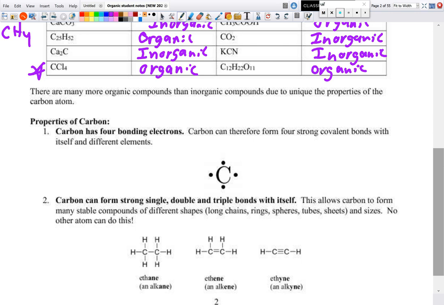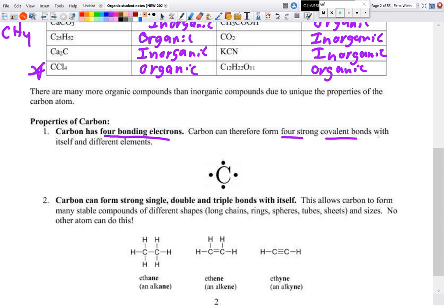But what makes it so unique, and what I think is just awesome, is really carbon. Carbon is very unique. First of all, carbon has 4 bonding electrons, so it can form 4 strong covalent bonds with itself and other elements. And the reason it can form strong covalent bonds is that carbon has an electronegativity of 2.6, which is right in the middle of our electronegativity chart, which ranges from 0.7 to 4.0. So that means that it will form covalent bonds, it won't form ionic bonds. It's not strong enough to take electrons, nor is it weak enough to lose electrons. So it will form very strong covalent bonds with itself and other molecules.